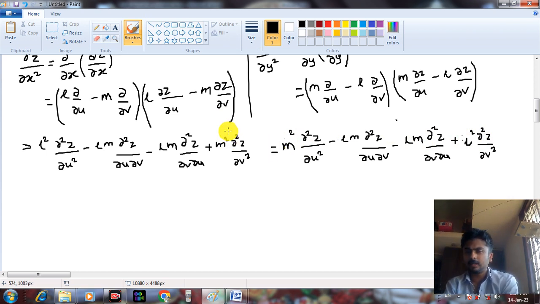Now I am going to add these two. So this is our ∂²z/∂x², and this is our ∂²z/∂y². ∂²z/∂x², this is ∂²z/∂y².